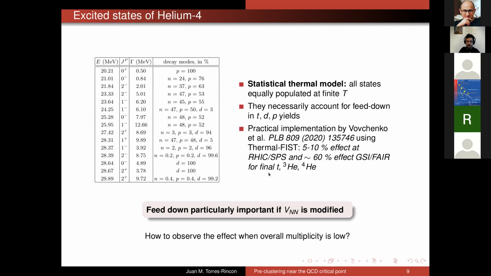So my message here is that this would be even more important if the potential is modified due to the critical point. You will have even extra production of these states and eventually more light nuclei produced. Now, how to observe this effect when the overall multiplicity of light nuclei is really low in general? Because you remember that you need to produce these states at some temperature, and then you have a penalty factor, or a Boltzmann suppression factor, due to the large mass of these nuclei.